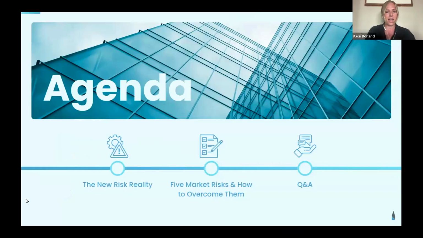Our agenda, we're going to start by talking about the new risk reality and some of the new market fundamentals. Then I'm going to outline 5 different market risks and offer some solutions about how to overcome them. Haley's going to help out with that, and she's going to provide some demos of some Northspire programs that can help address some of these issues. And then we will have time for Q&A at the end. So please send over your questions if you have any along the way, and we'll answer all of those for you.